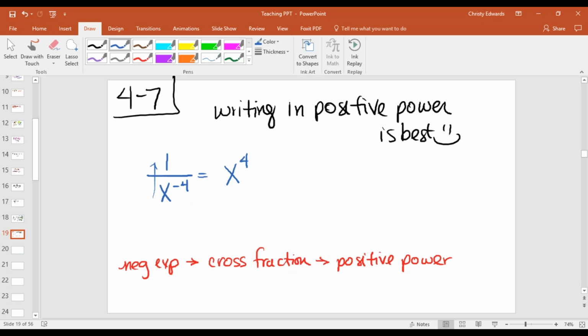Based on what I showed you on the last page, anytime you have something in a fraction with a negative exponent, it wants to go to the other part of the fraction. If it's in the denominator, take it up into the numerator, like I did here.